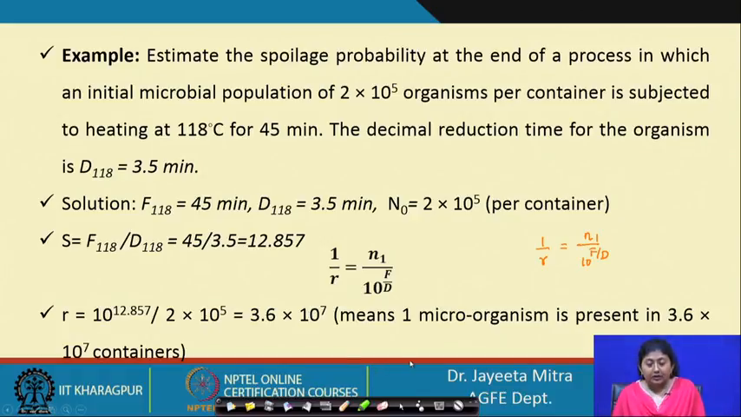That means, one microorganism is present in 3.6 into 10 to the power 7 containers, right. So, the probability is very low, 3.6 into 10 to the power 7 containers. So, there is a chance that one microorganism in those containers may be alive, that can cause the contamination. So, the probability is very, very low.